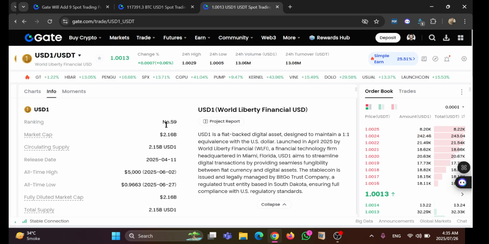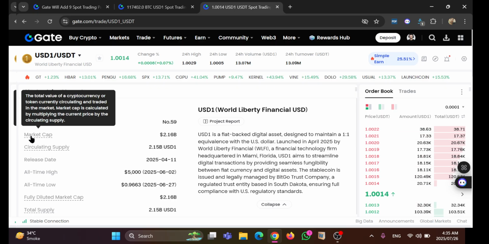USD1 is ranking number 1, and its market cap, the total value of cryptocurrency or token currently circulating and traded in the market. Market cap is calculated by multiplying the current price by the circulating supply.